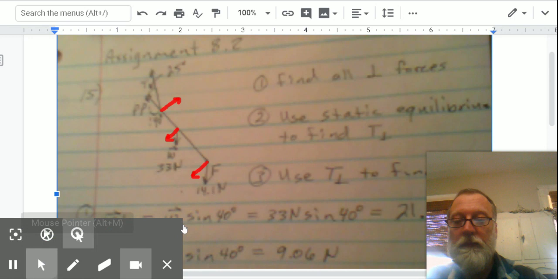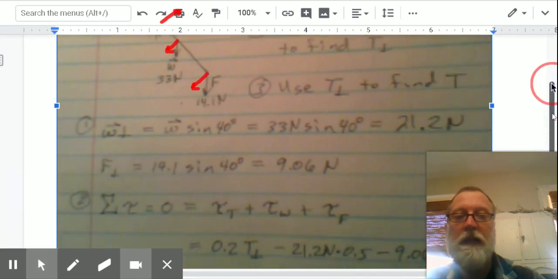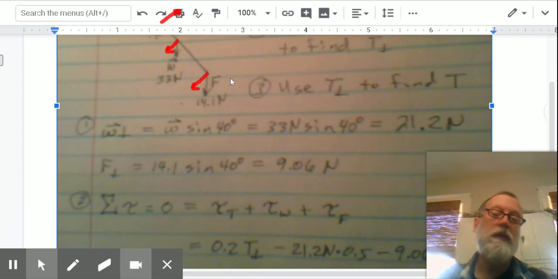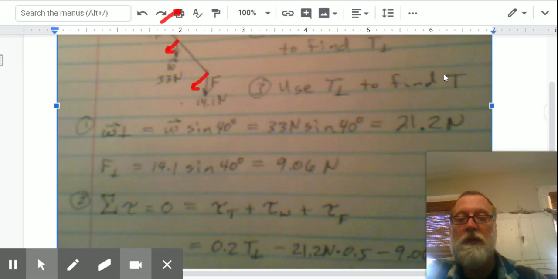As we go through here, after we find the perpendicular component of the tension in the muscle, we're going to use that to find the actual tension in the muscle by using the sine function.